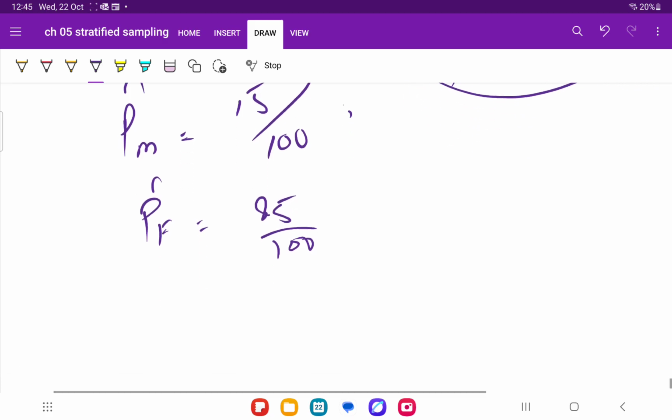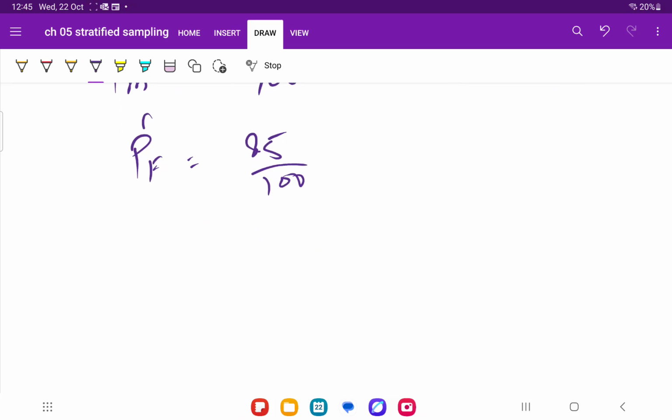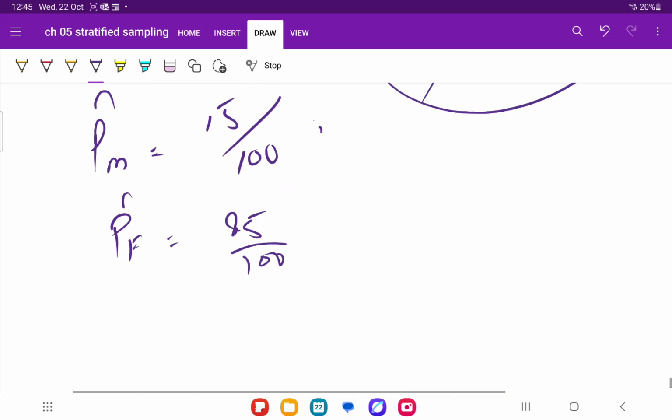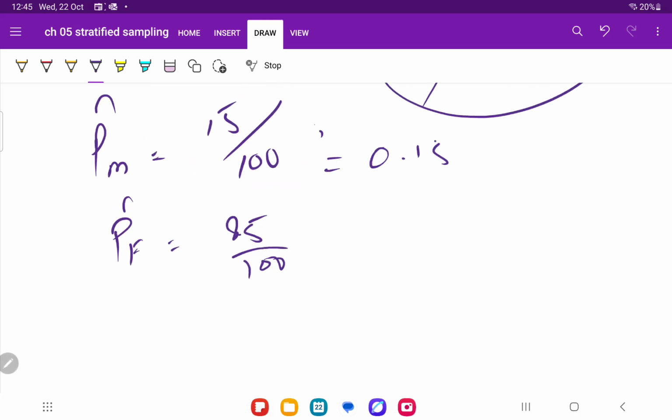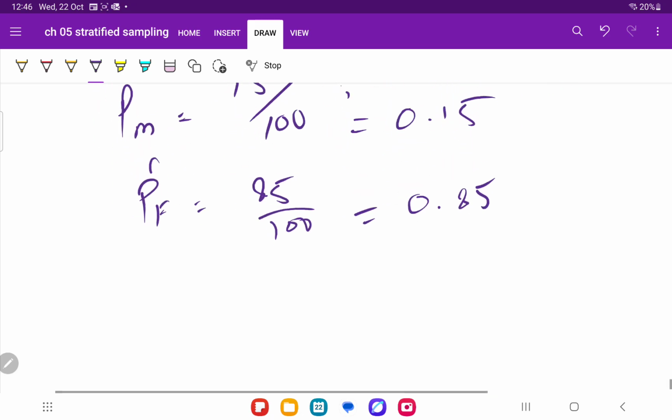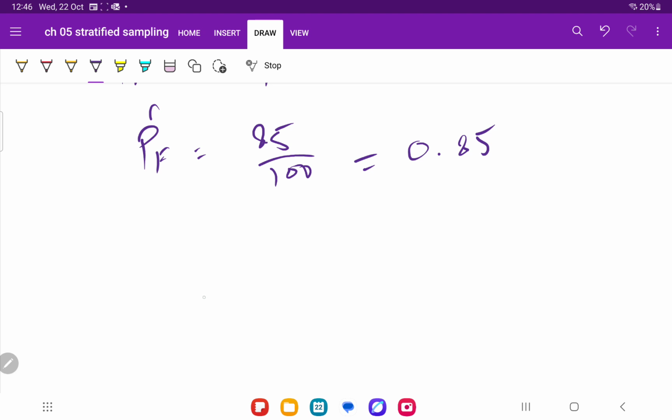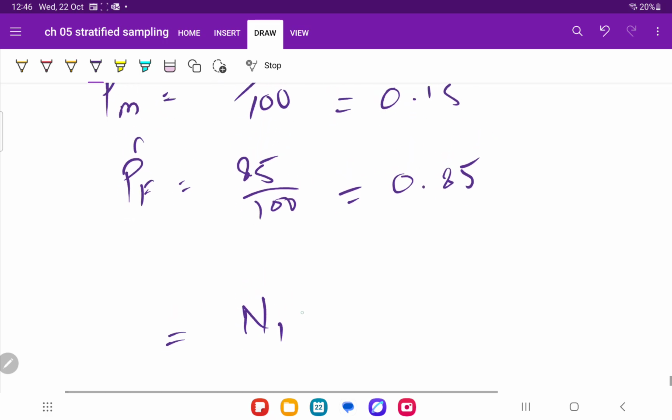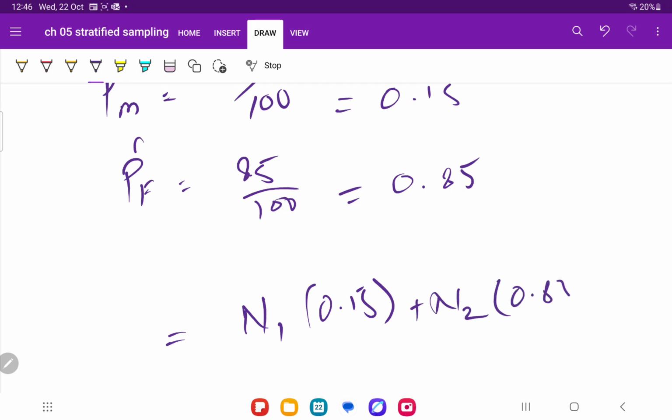Okay, so once you have estimated the proportion, if you would like to calculate the average proportion in terms of strata, what you're going to do here is simply write this number as 0.15, 0.85. This is called PM and PF. So what is to be done: N1 multiplied by 0.15, N2 multiplied by 0.85.